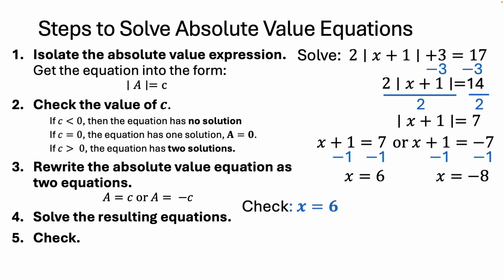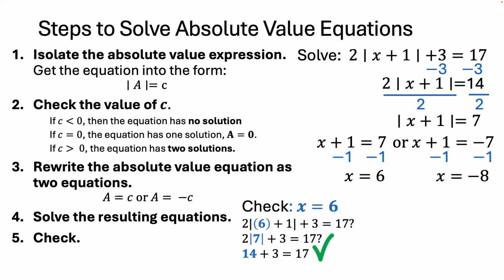Let's go ahead and check that x equals 6 is a solution to the original equation by plugging this in. So this would give us 2 times the absolute value of the quantity 6 plus 1, plus 3, and we want to know, is that equal to 17? This simplifies to 2 times the absolute value of 7 plus 3. Is that equal to 17? Well, the absolute value of 7 is just 7. Multiply that by 2, this would give us 14 plus 3, which is definitely equal to 17. So x equals 6 is a solution to our equation.